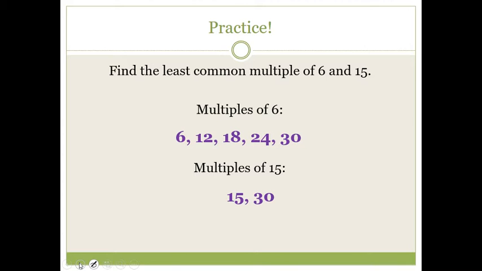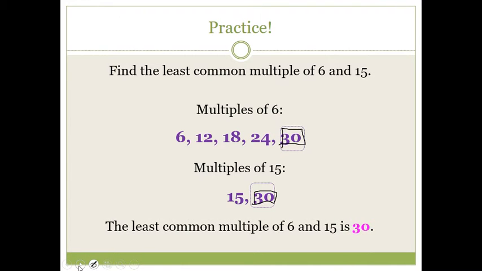The next one would be 45, but I can stop after 30 because I notice that I have 30 on my list of multiples of 6. And I have 30 as a multiple of 15 on my second list. So 30 is the smallest number that appears on both of these lists. So we say that the least common multiple of 6 and 15 is 30.